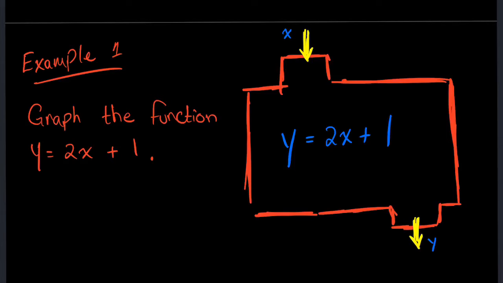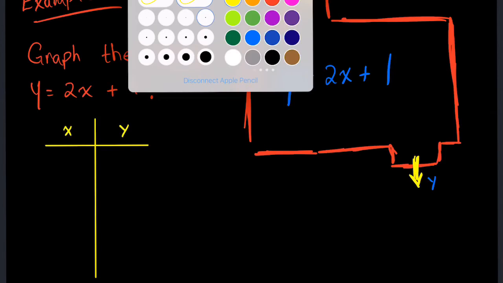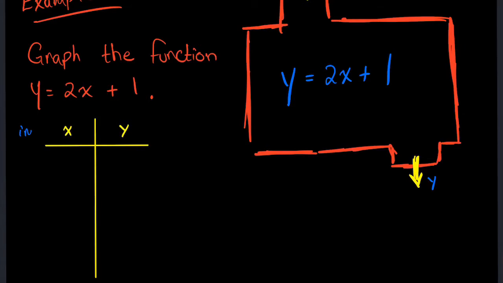Essentially, let's set up a table. The table of values is going to be your best friend. On our left side, we'll put our x. On our right side, we'll put our y. Recall that this is our input side over here, and our y is our output.